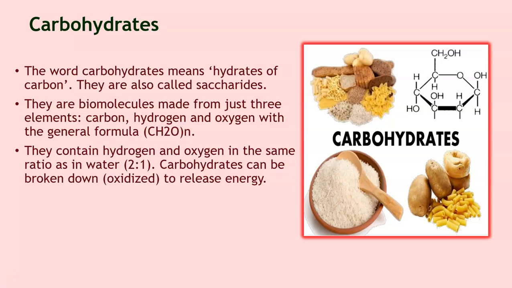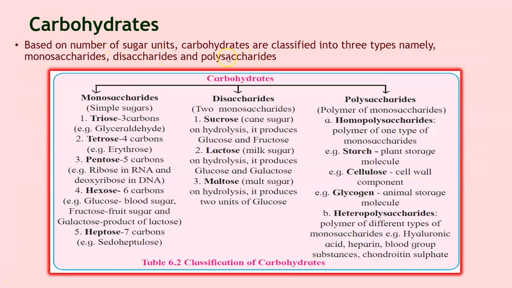Now, based on the number of sugar units, carbohydrates are further classified into three types, namely the monosaccharides, disaccharides, and polysaccharides. Have a look at this image here. It is the complete classification of carbohydrates. The first one being your monosaccharides.